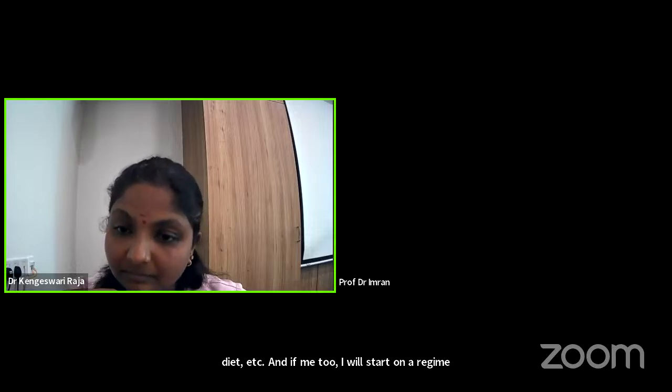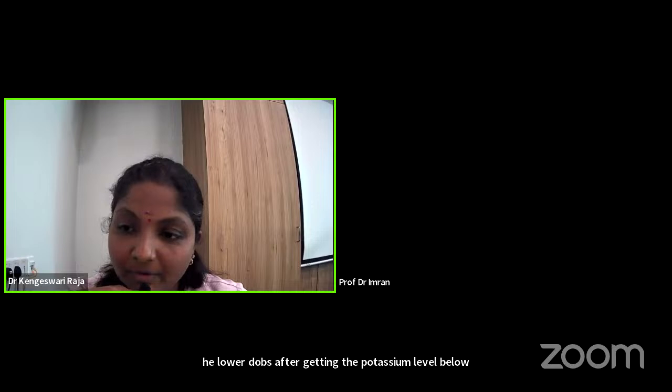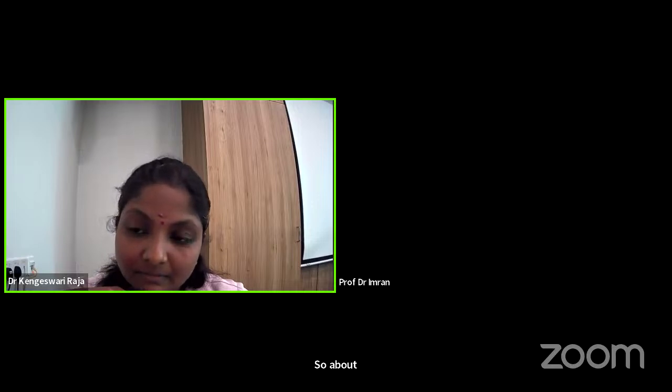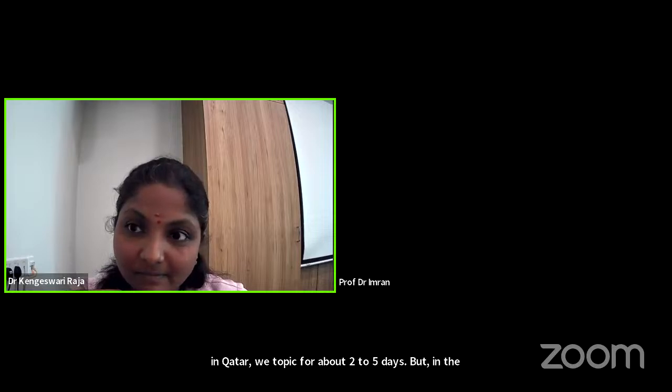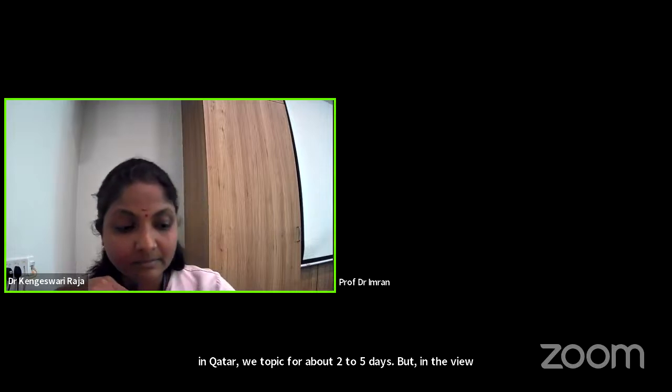Then only I would reintroduce the MRA at a lower dose after getting the potassium level below 5.5. Okay, so about 1 week only. In clinical trials, we stop it for about 2 to 5 days. But in the real world, 1 week. Call the patient back in 1 week for repeat potassium level.